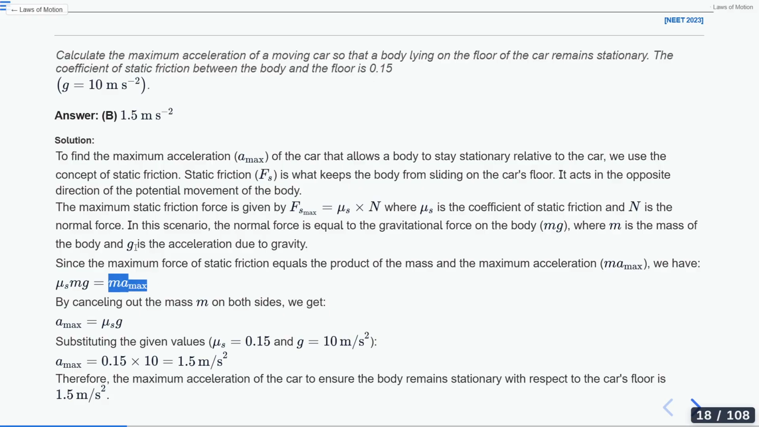From this equation you can get that acceleration maximum is mu s, the coefficient of static friction, times acceleration due to gravity g. Then we have to put the values. Mu s is given in the question, that is 0.15, and g is also given, that's 10. So 0.15 times 10 is 1.5. The answer was 1.5 meter per second square.